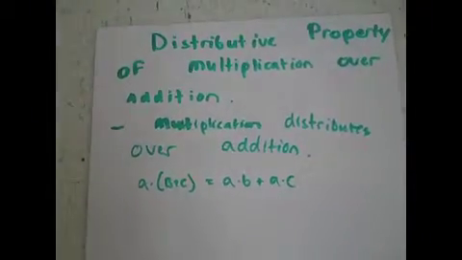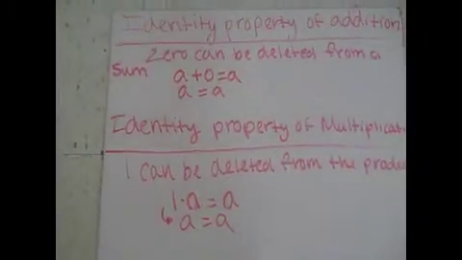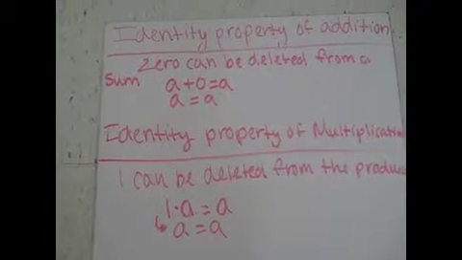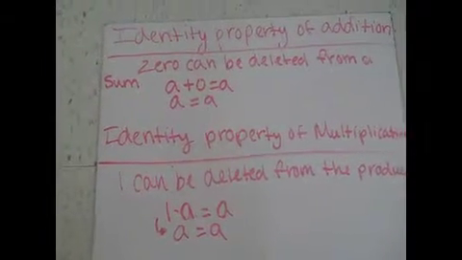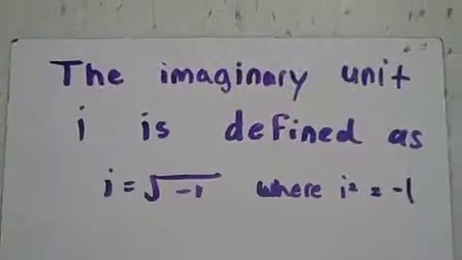The distributive property of multiplication over addition: multiplication distributes over addition. The identity property of addition: 0 can be deleted from the sum. The identity property of multiplication: 1 can be deleted from the product. So 1 times a is still going to equal a.